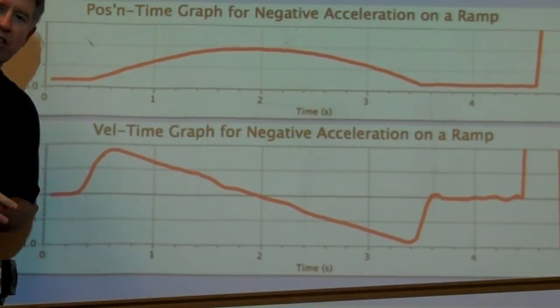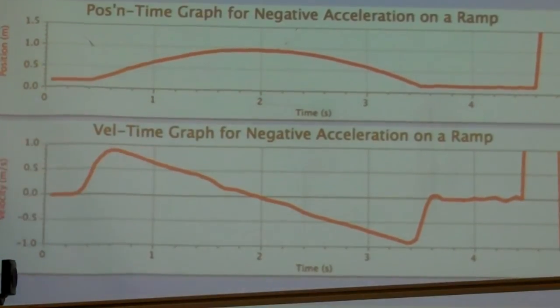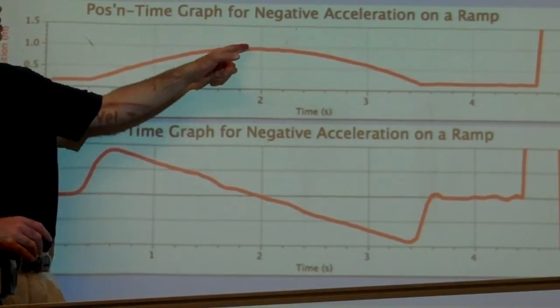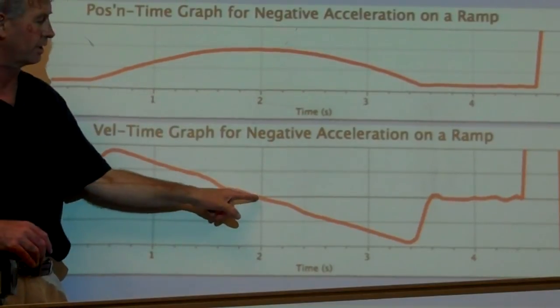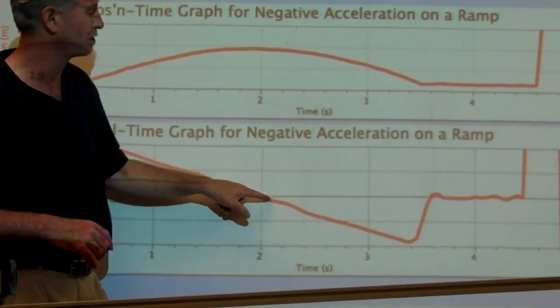So there we see the connection between a position time graph and a velocity time graph for an object with a negative acceleration. Two ways to get that negative acceleration: move in the positive direction and slow down, and then after the 2-second mark, move in the negative direction and speed up.